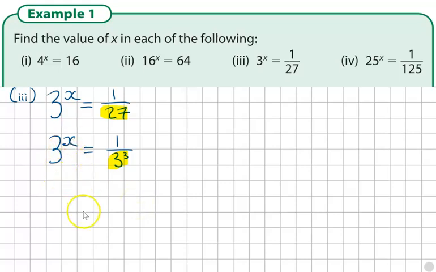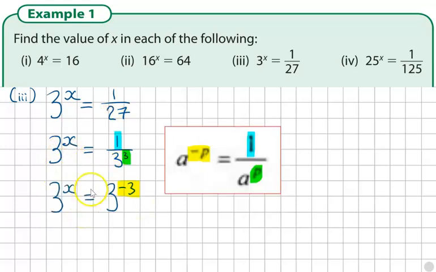So the left-hand side will stay the same, 3 to the power of x. And then 1 over 3 to the power of 3 becomes 3 to the power of minus 3. So I'm using one of my laws of indices. And if you're unsure on these laws, look at the video.